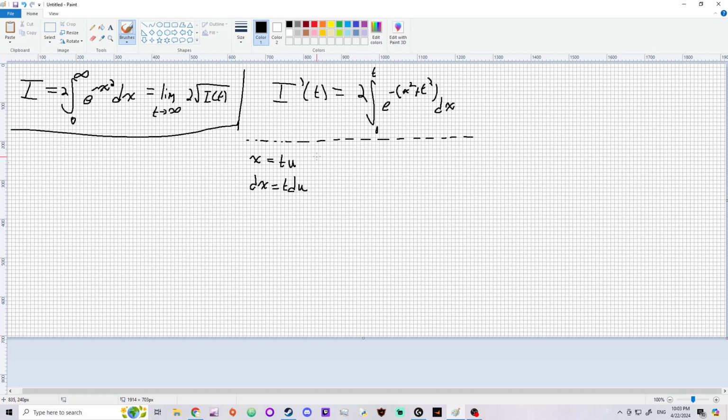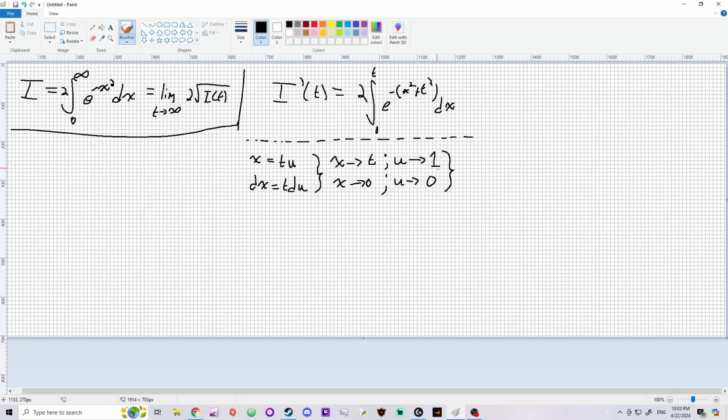So, given that, that means that as x approaches t, we therefore have that u approaches 1. We can kind of see that given this equality. And then as x approaches 0, that must mean therefore that u approaches 0.